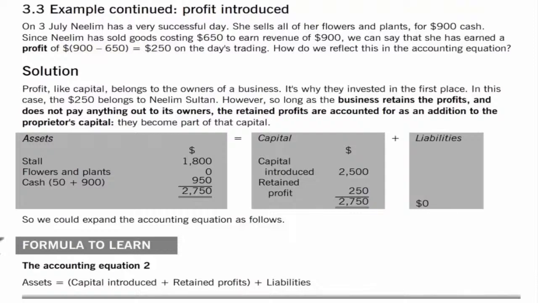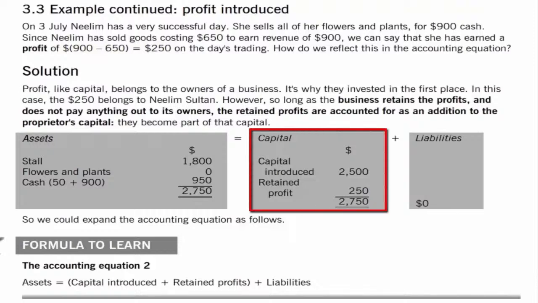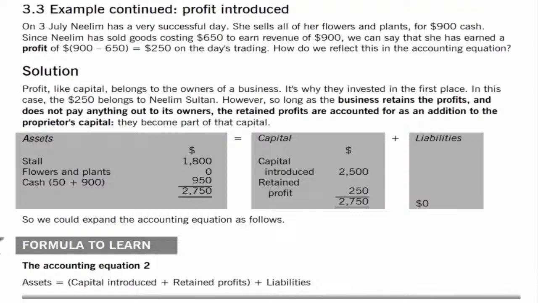3. Adding profit to capital. In accounting, profit is treated as an increase in capital as long as it is kept in the business and not paid out to the owner. In this case, Neelam is not withdrawing her profit, so it will be added to her original capital.